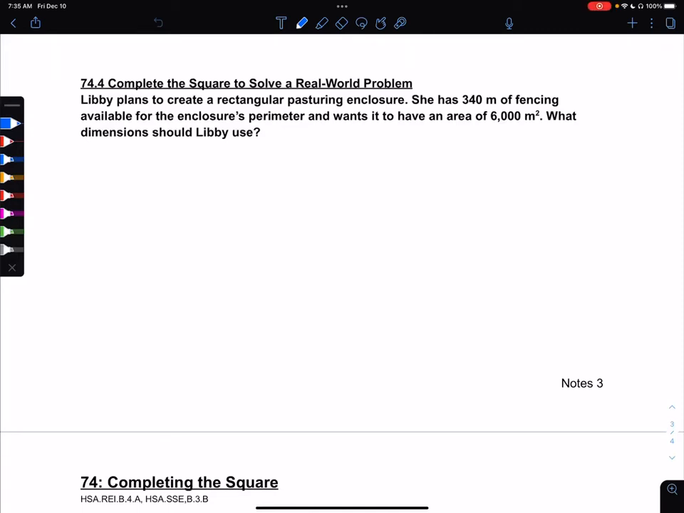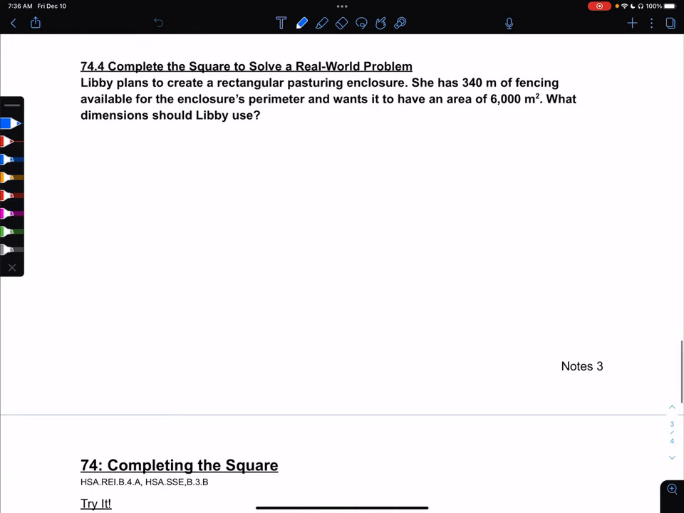Here we're going to look at topic 74, example 4: complete the square to solve a real-world problem. Libby plans to create a rectangular pasturing enclosure. She has 340 meters of fencing available for the enclosure's perimeter and wants it to have an area of 6,000 meters squared. What dimensions should Libby use?